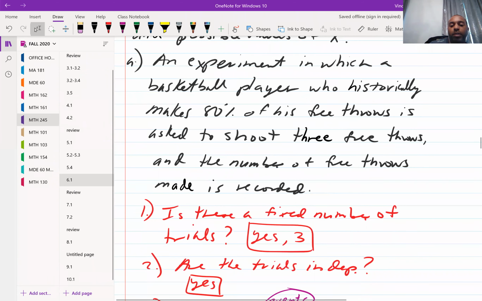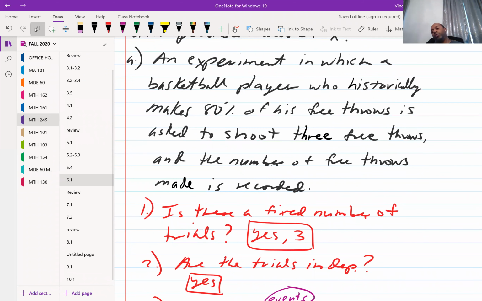Are the trials independent? The answer is yes. Shooting one shot has nothing to do with the person shooting another shot. So they are independent of each other.